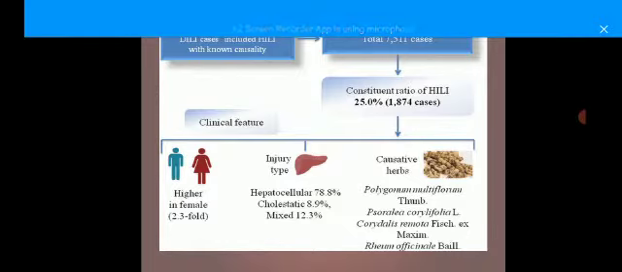Causative herbs: most of the herbs or herbal agents which are responsible for producing liver injury are of Chinese origin.